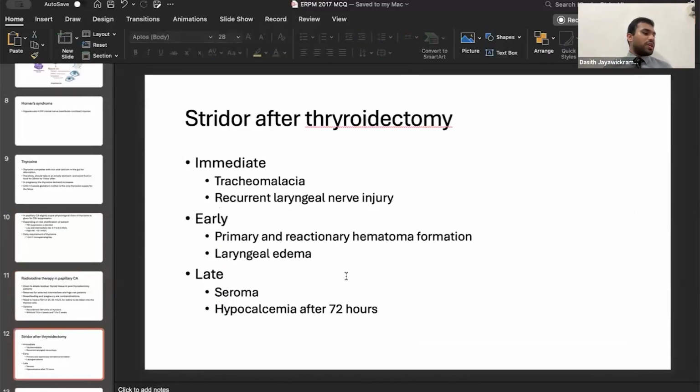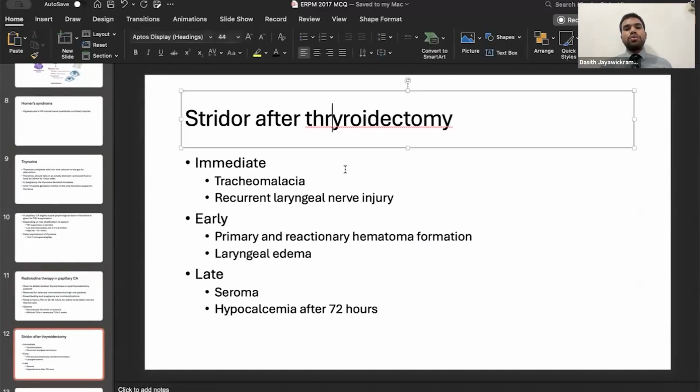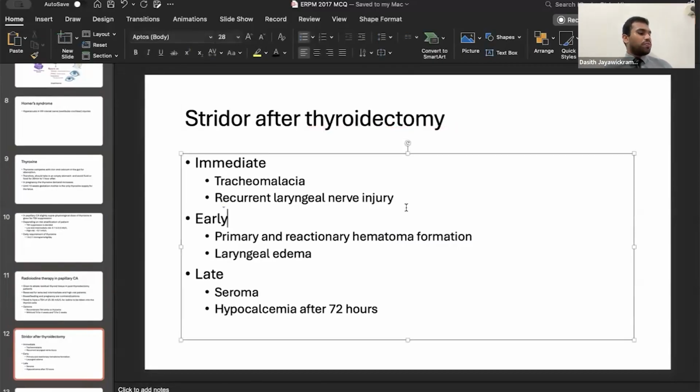So next question then. Stridor after thyroidectomy. Sorry for the typo. Now, when you go as a house officer, if you do a surgical appointment, thyroidectomy is one of the most commonly performed surgeries in this country. Thyroidectomy, inguinal hernia, and laparoscopic cholecystectomy, all those three you will see in your routine theater lists.